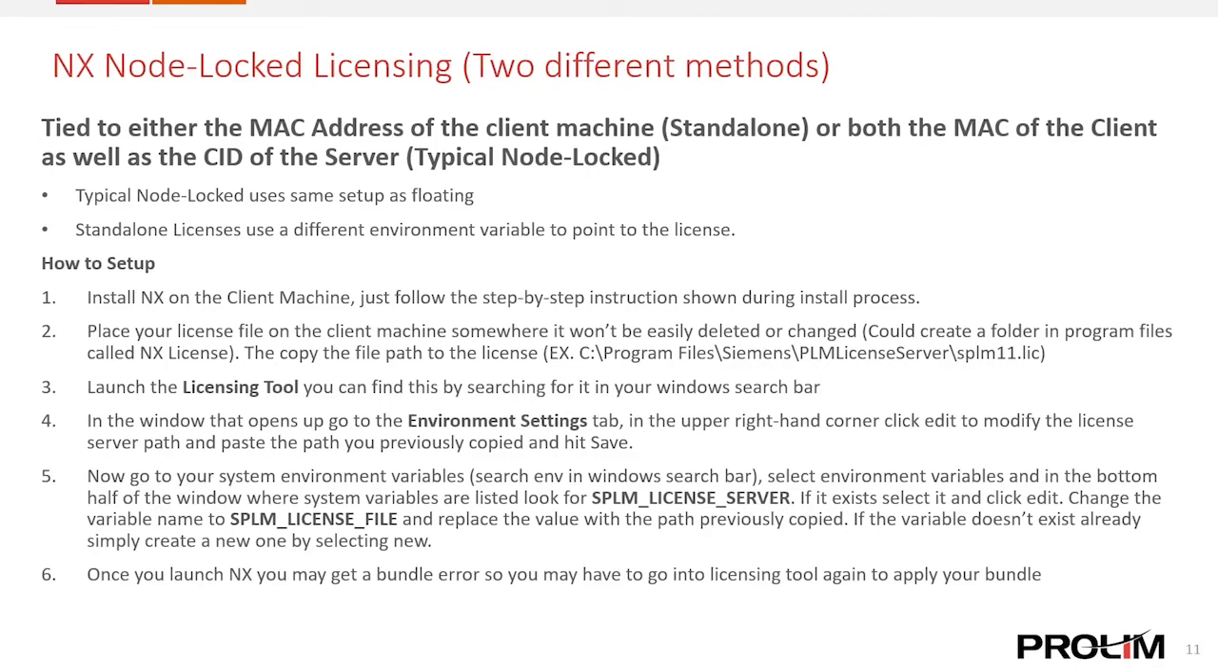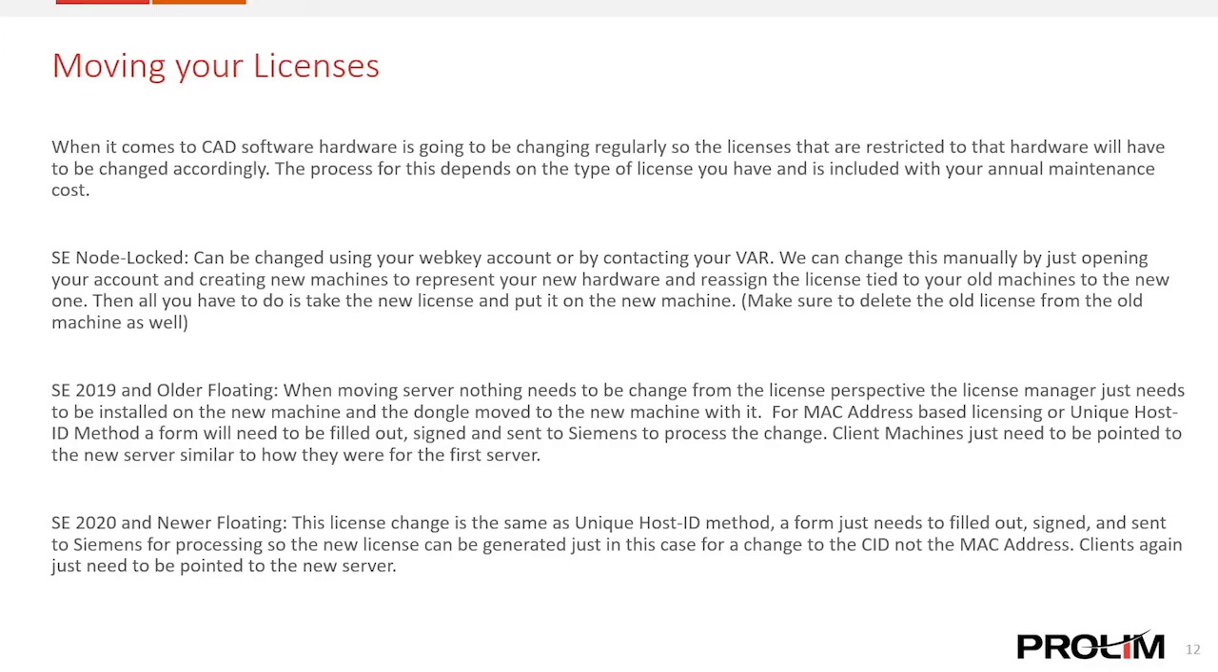Again, you might get a license bundle error when you try to apply it. When you first launch NX, you might have to go back into the licensing tool and apply that bundle. So again, with all those different licensing methods, there's a lot of overlap. The systems look very similar, but there are some little deviations between them. That might make it confusing if you're ever jumping around between different softwares or different versions of softwares.